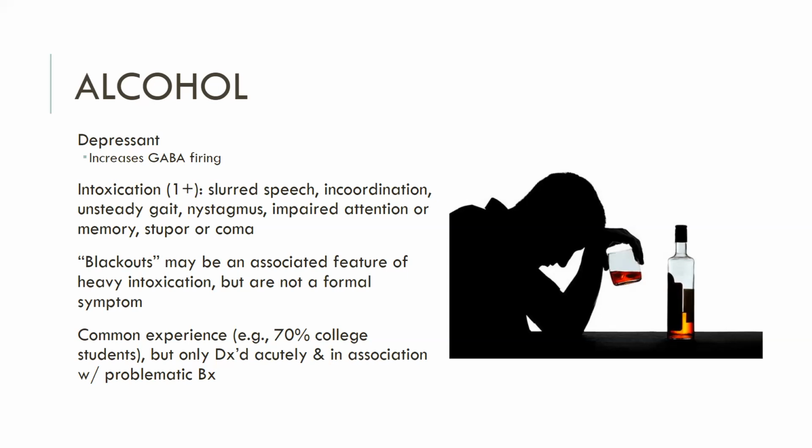So we may see things like slurred speech, an inability to coordinate oneself, an unsteady gait, a funky symptom called nystagmus, which basically just means one's eyes are twitching, and impaired attention or memory. We may also see stupor, or in severe circumstances, coma. We just need to see one or more of those symptoms in order to diagnose a person with alcohol intoxication. And of course, this symptom would need to be present after the consumption of alcohol. Blackouts may be an associated feature of heavy intoxication, but are not a formal symptom.